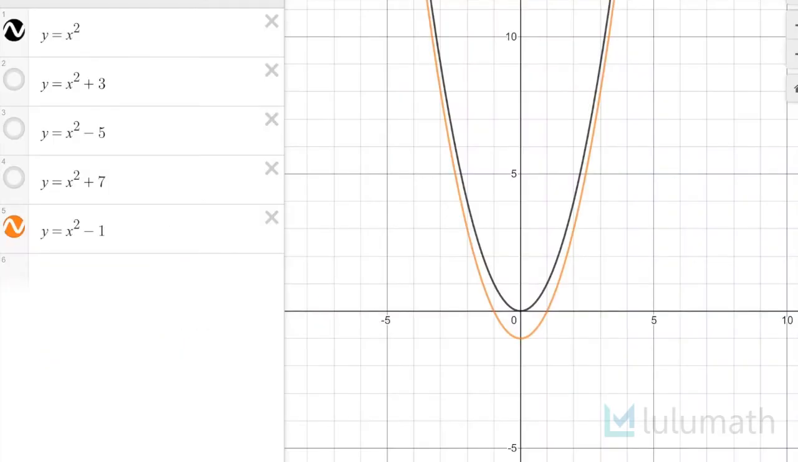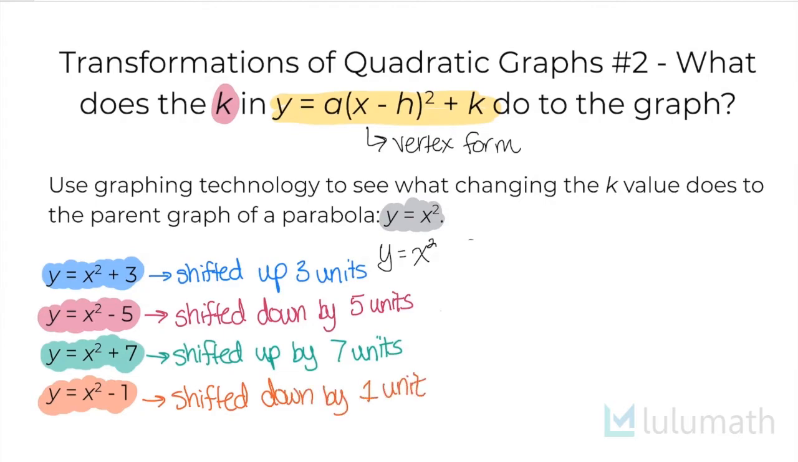So here we've got it. Were you right? Did you say that it was going to shift down by 1 unit? Because that's absolutely correct. So we will say here that y equals x squared minus 1 is shifted down by 1 unit.